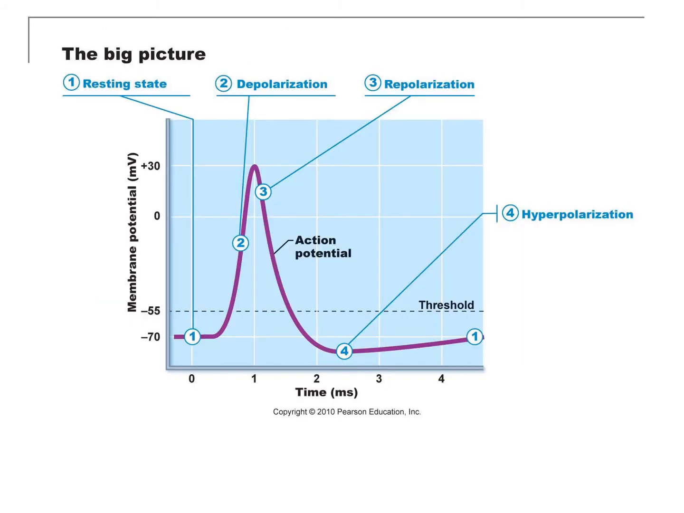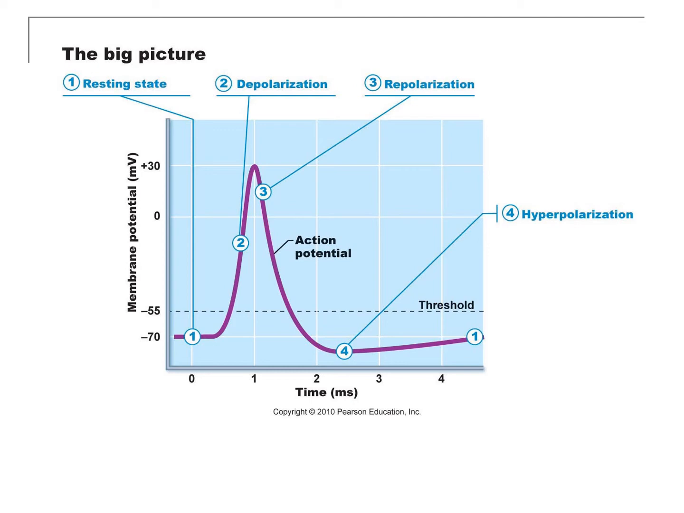Okay, so here's your big picture. Resting state, the membrane is at negative 70. Now if you take a look at the number 1 down in the chart, well, first of all, let me explain what we're actually looking at here. So the y-axis is the membrane potential. So what you're seeing with this purple line, as it rises, that means that the charge is rising as well. Okay, the x-axis is time. So as you're moving from left to right, you're moving forward in time.